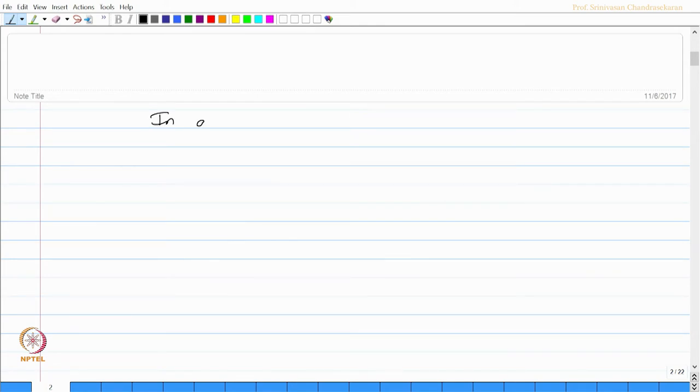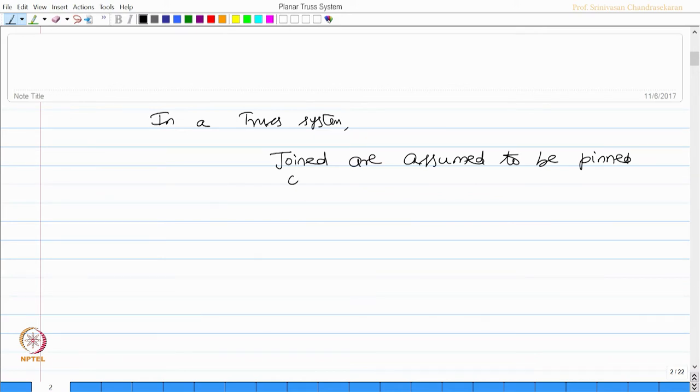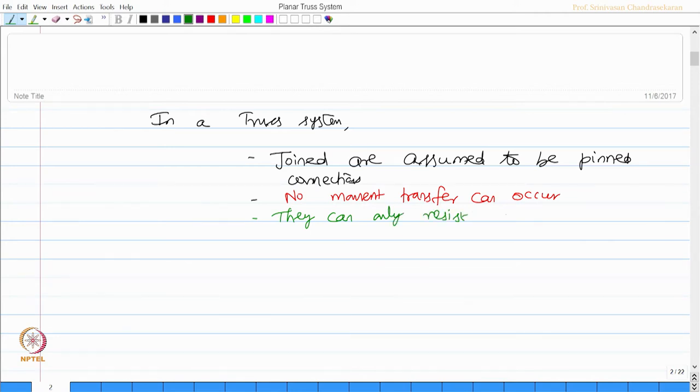In a truss system, joints are assumed to be pinned. It means no moment transfer can occur. Therefore, they can only resist axial force and axial deformations.